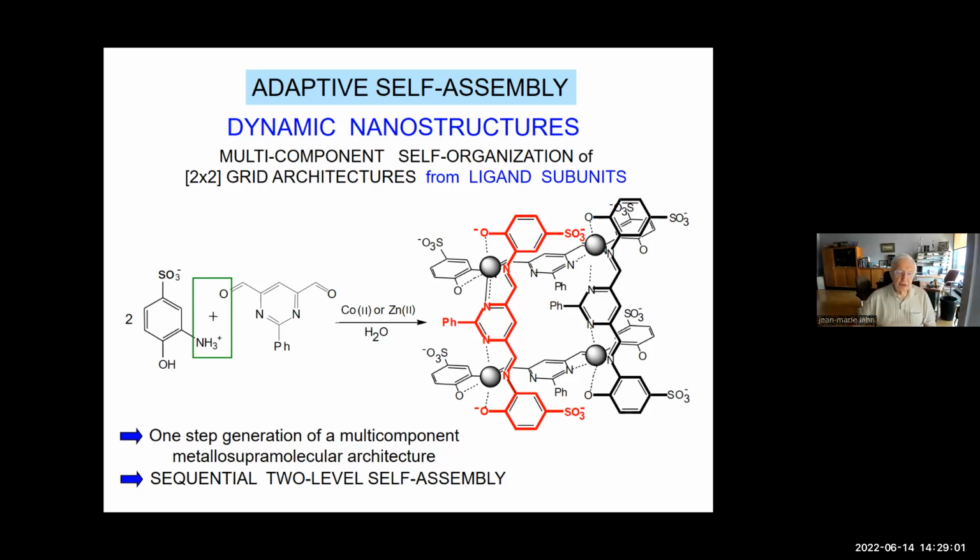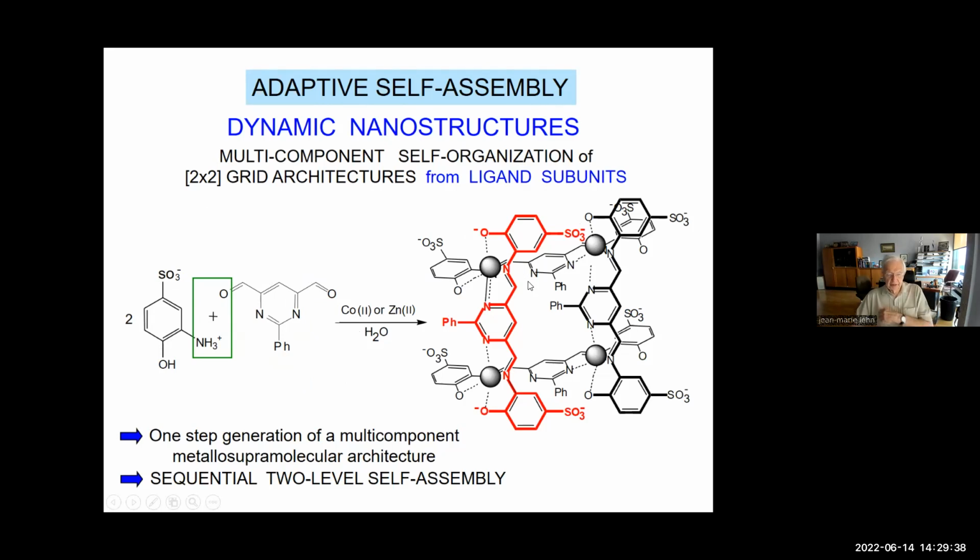And when you mix these 2 things with the addition of cobalt or zinc, you get immediately, from just these 2 building blocks, everything needed to form the ligands to form this grid. You can see this red ligand in front. You can see that it has 1 molecule of this sulfonamide on the side here, this aminophenol here, and the other one here. And this gives this ligand, which is shown in red.